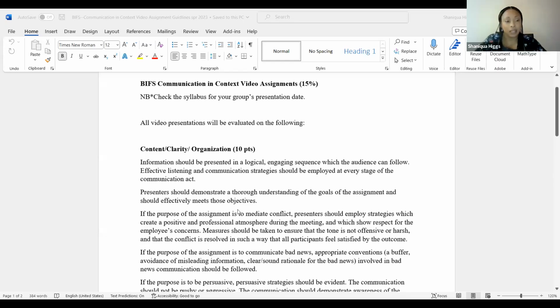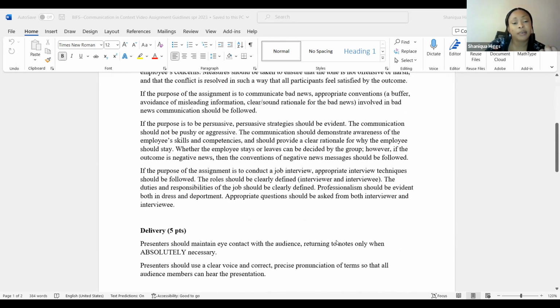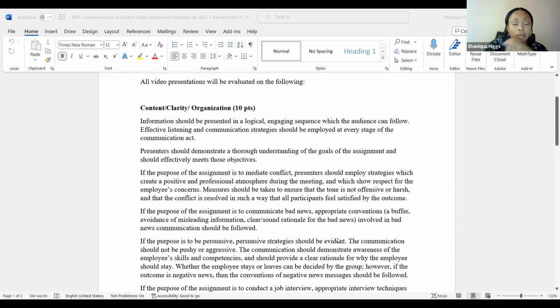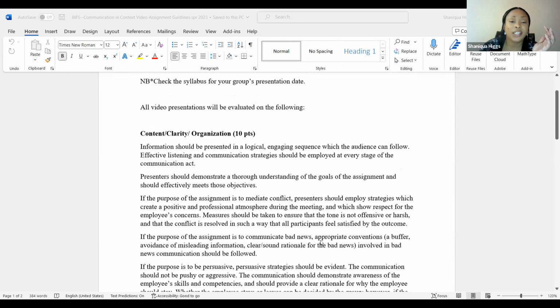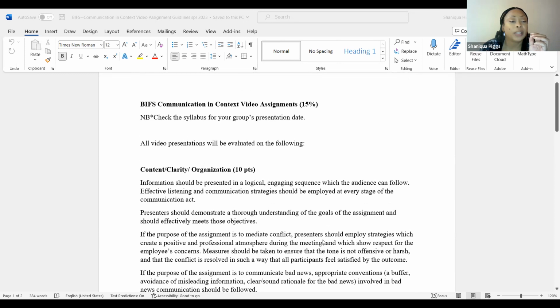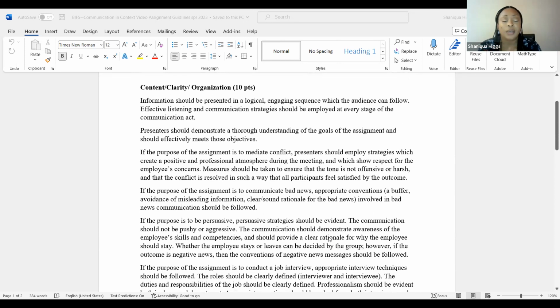I want to stop this share and share with you the rubric. The assignment guidelines. As I said, I'm going to email this to you. These videos, because of the amount of work you will have to do to complete them, are worth 15% of your grade. 10 of those points come from content, 5 from delivery, right? So your presentations will be evaluated based on the following. You want to make this as engaging as possible and present it in a format which the audience can follow.